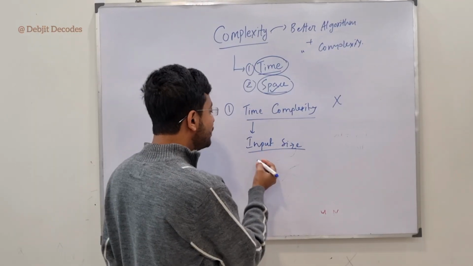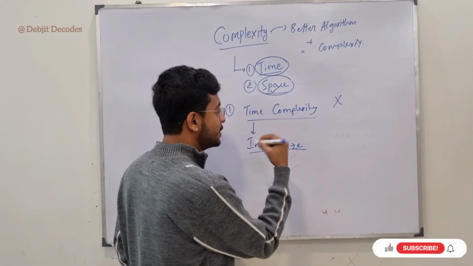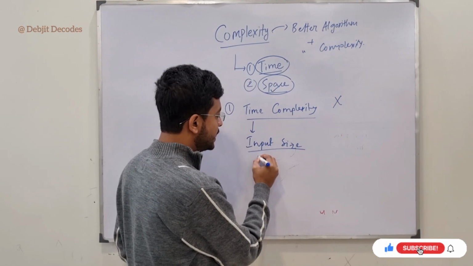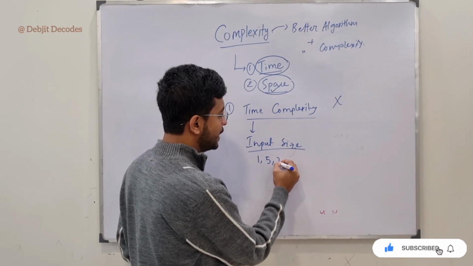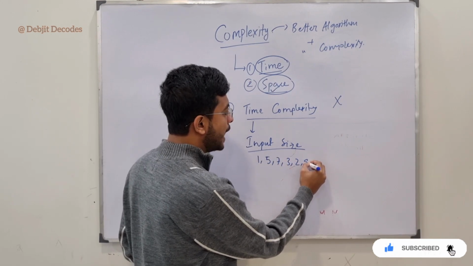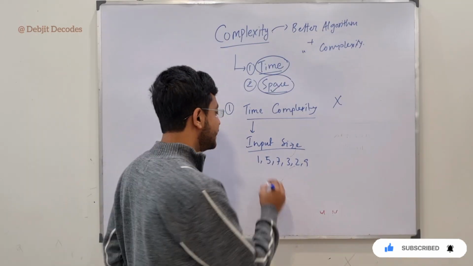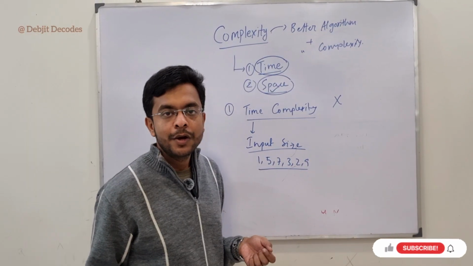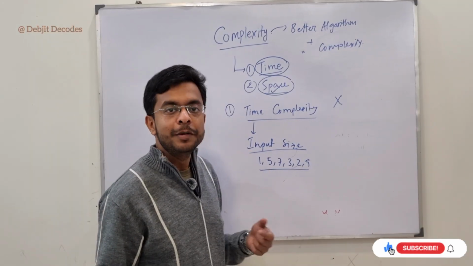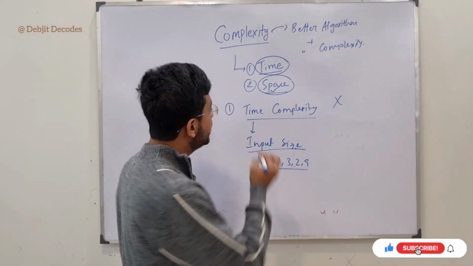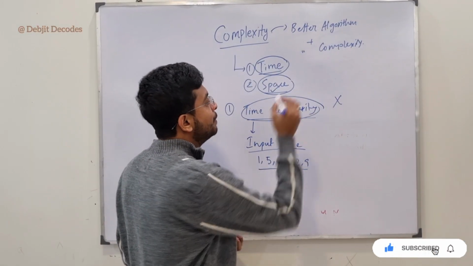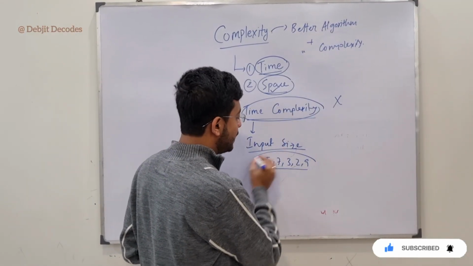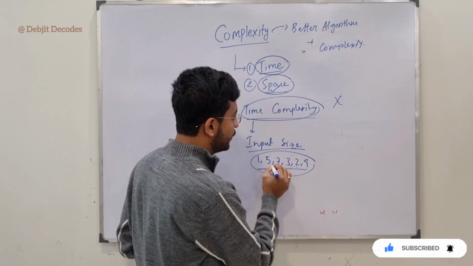Say, whenever you are trying to solve a problem, suppose the problem I was stating in the previous videos, that you want to sort these numbers 1, 5, 7, 3, 2, 9, in ascending or descending order. Based upon the input size, how much time will this take? So this time complexity is measured based upon the input size only. For this case, suppose we have an input size of 6.